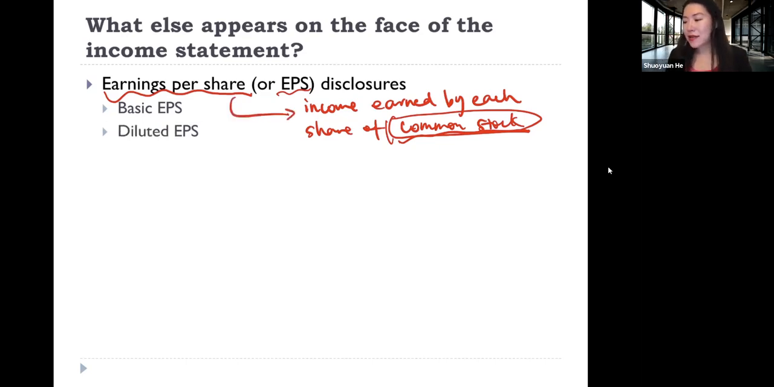Which means that when we are calculating EPS, if there's any income belonging to preferred stock owners, we need to take it out because it is only for common stock owners of the firm. And there are two kinds of EPS. One is called basic EPS, the other is called diluted EPS.